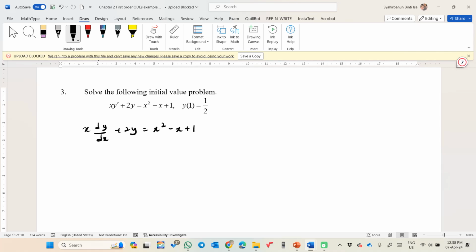So then we need to rewrite. First we need to make the coefficient of dy over dx equal to 1, so we need to divide by x.